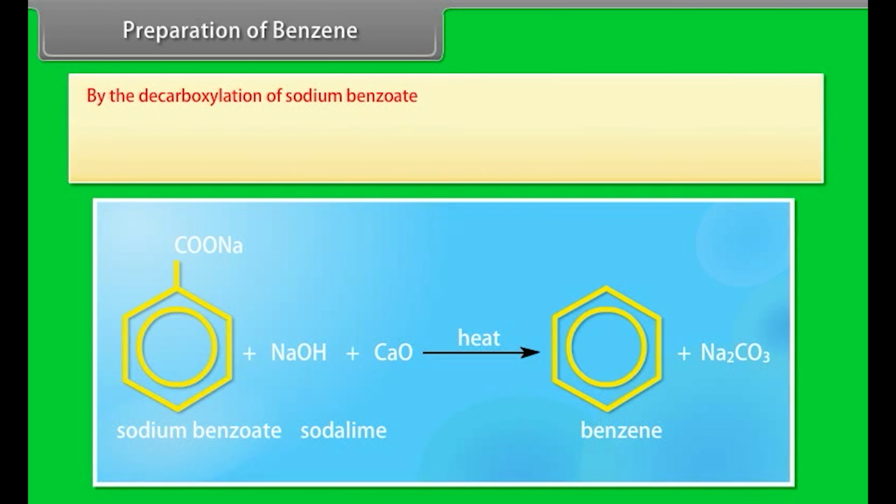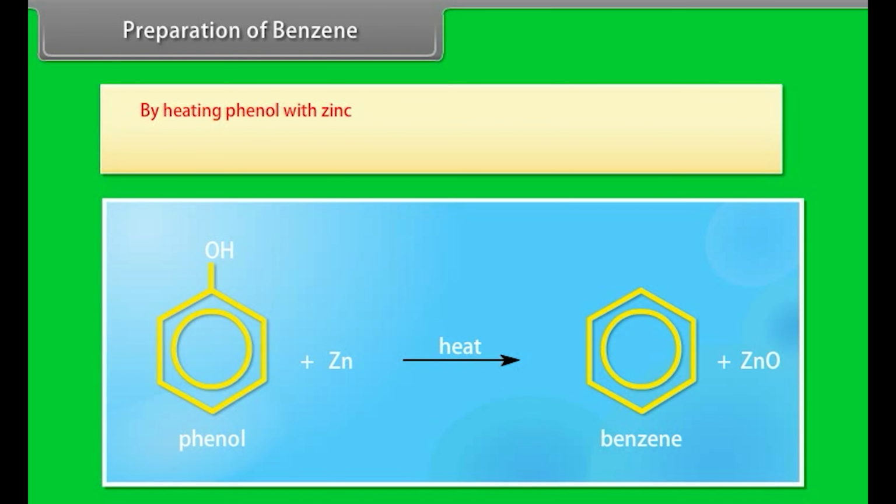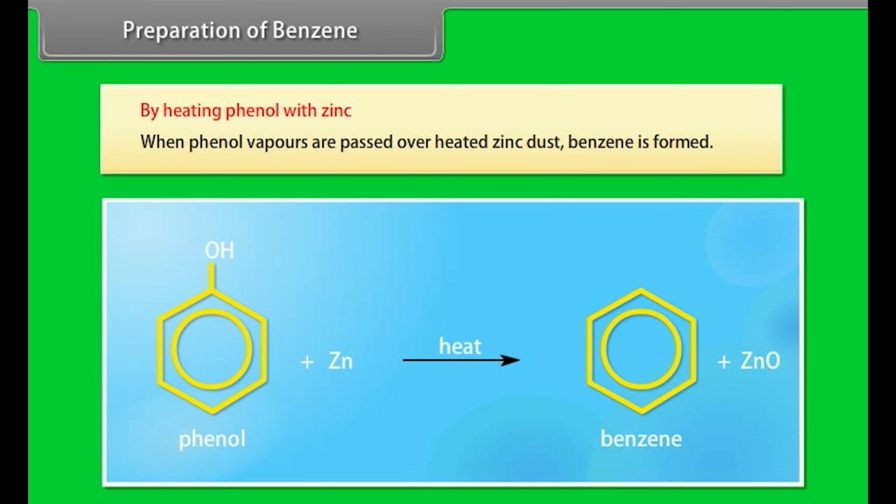Preparation of benzene. By the decarboxylation of sodium benzoate. This method is used in the laboratory to obtain benzene. Sodium benzoate is heated with soda lime and when it gets decarboxylated, that is, by removal of carbon dioxide, benzene is obtained. By heating phenol with zinc. When phenol vapors are passed over heated zinc dust, benzene is formed.